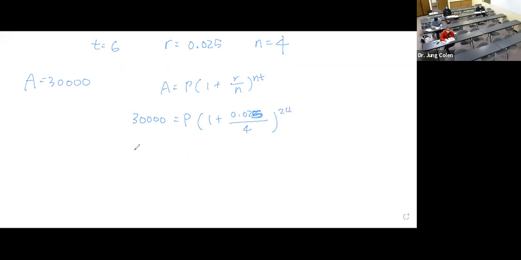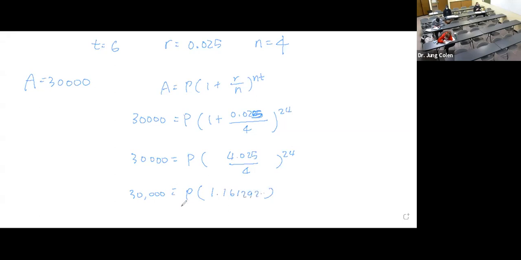So use that calculator. So 30,000 is equal to P times 1.025 over 4 to the 24. So what do we get here? We have 1.025 divided by 4 to the 24th power. I have 1.161292. Same thing?